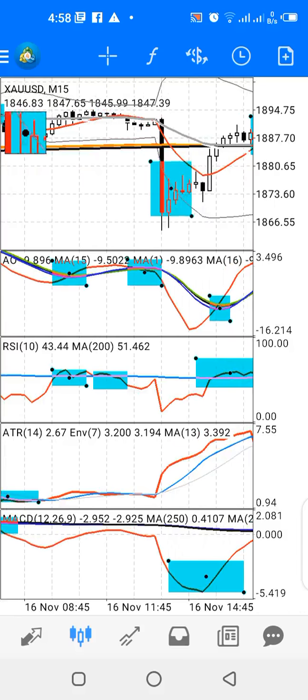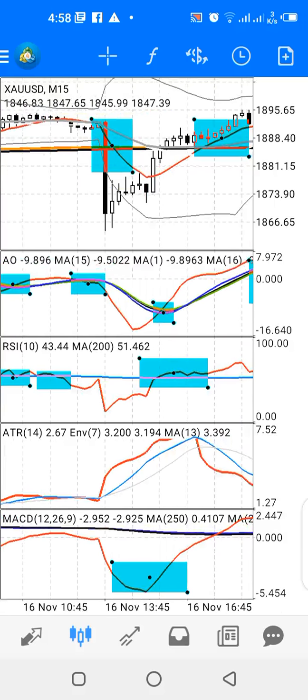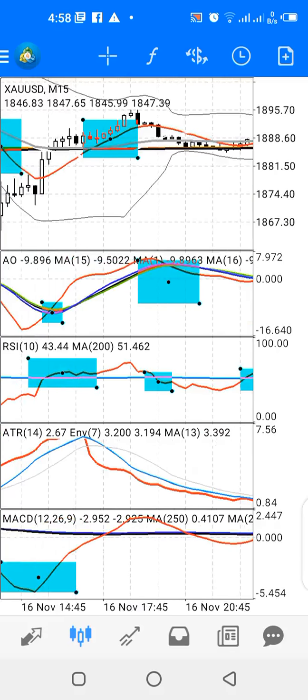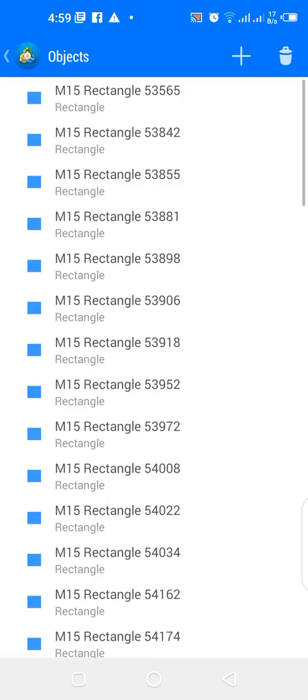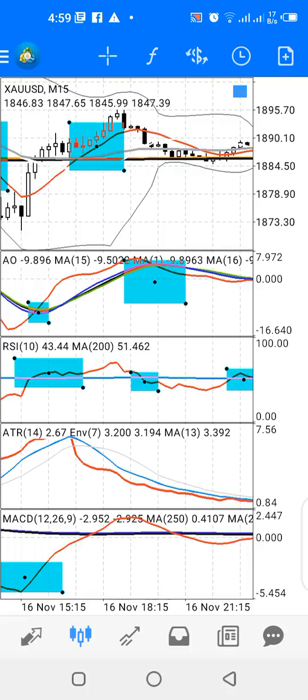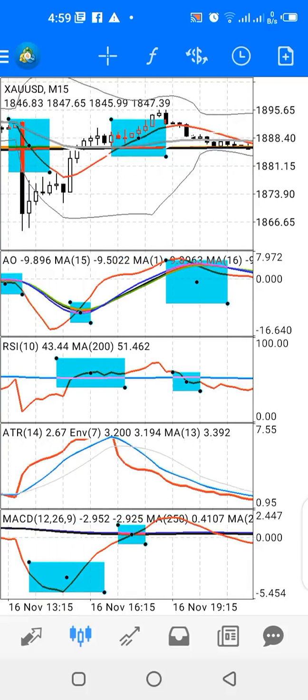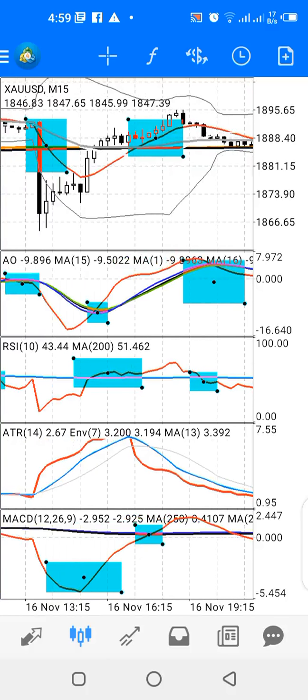Okay, price went down, spiked down to this depth. So if you have a cross up, like you have a cross up here, a buy signal. Now if you look, there's a cross up here, there's a cross up here, there's a cross up here.